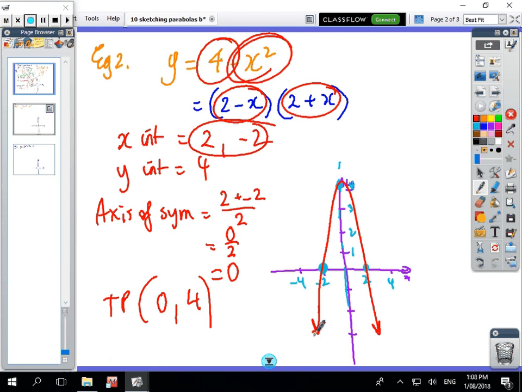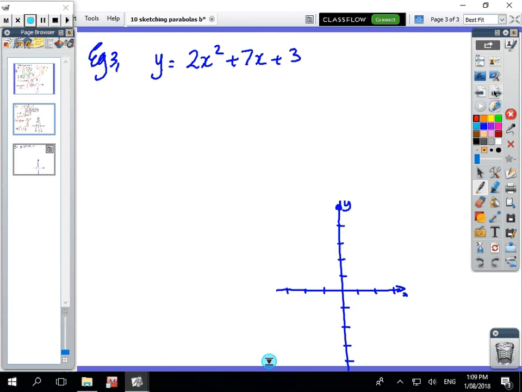Okay, so when you're ready, copy that down and then come across to the next slide. Okay, we're back again. So this time, the factorising is more difficult because we've got a number in front. So the method we have to use is called the cross-multiply method.